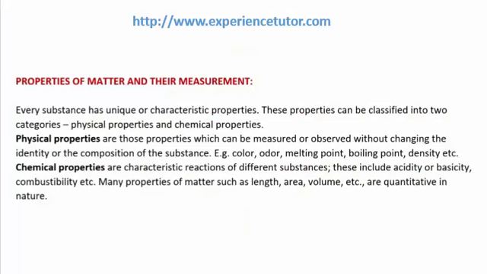Properties of matter and their measurement. Every substance has unique or characteristic properties. These properties can be classified into two categories: physical properties and chemical properties. Physical properties are those properties which can be measured or observed without changing the identity or composition of the substance. Example: color, odor, melting point, boiling point, density, etc.